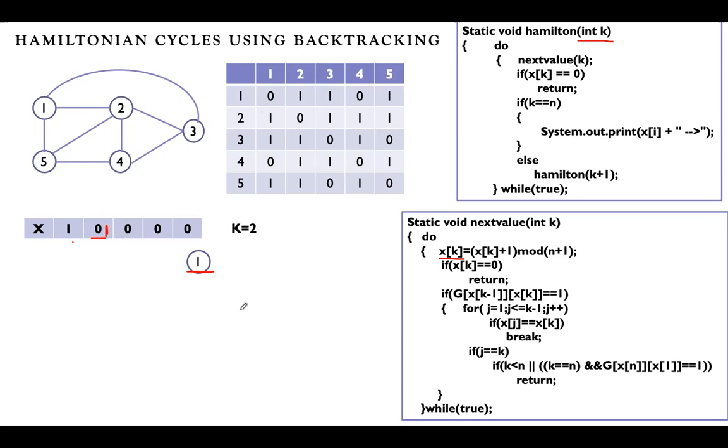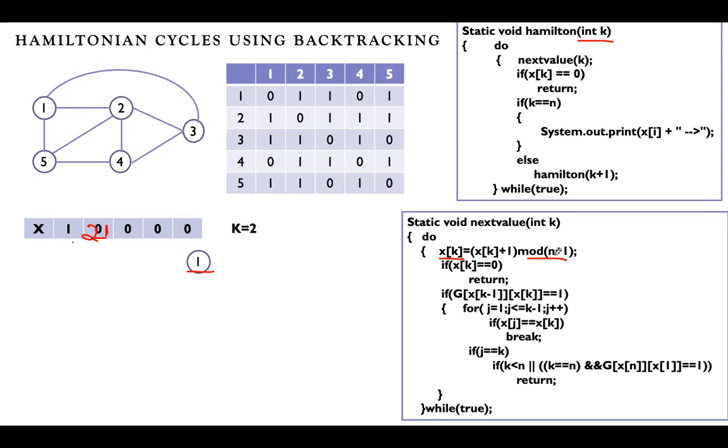Here 1 will not come. So do while is there. Again, x of k is equal to 2, which is x of k plus 1. Already 1 is there, 1 plus 1 is 2. Now that value will become 2. This mod n plus 1, I will explain as the program proceeds. We'll understand it later.